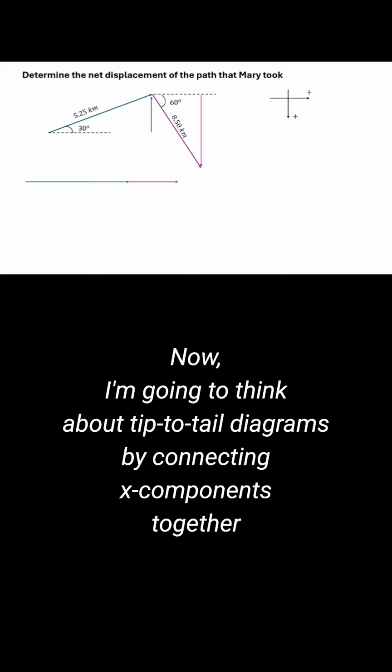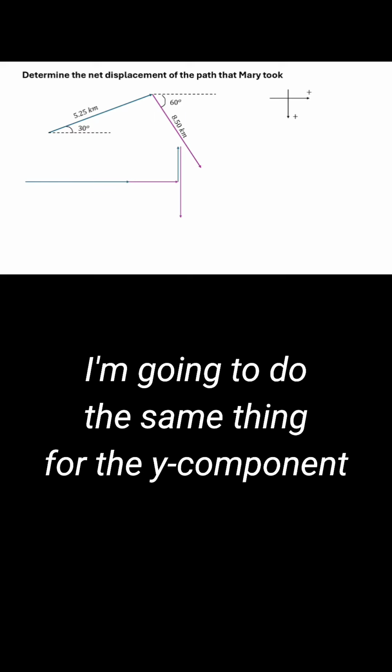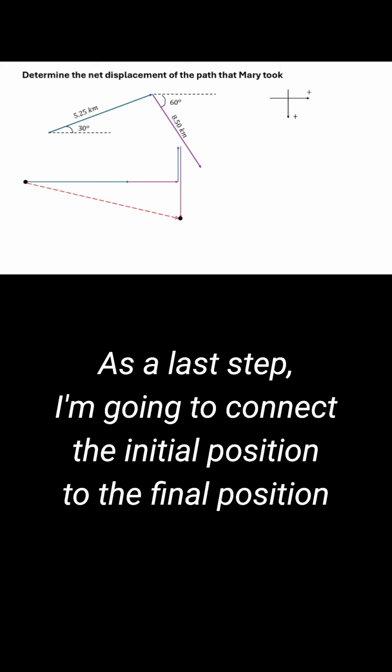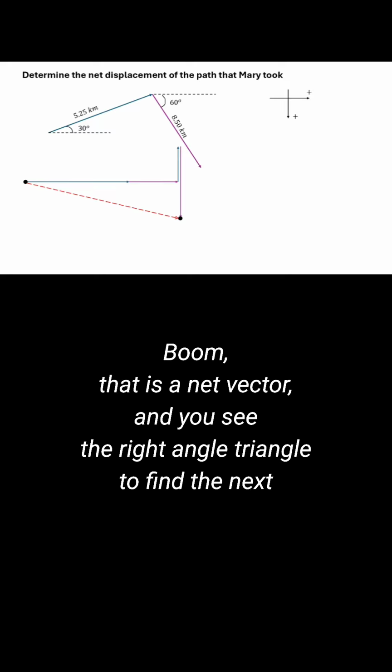Now I'm going to think about a tip-to-tail diagram by connecting the x components together. I'm going to do the same thing for the y component. As a last step, I'm going to connect the initial position to the final position. Boom, that is the net vector, and you see the right angle triangle used to find the net vector.